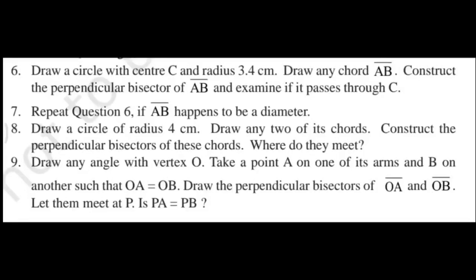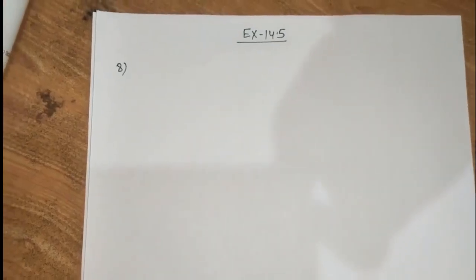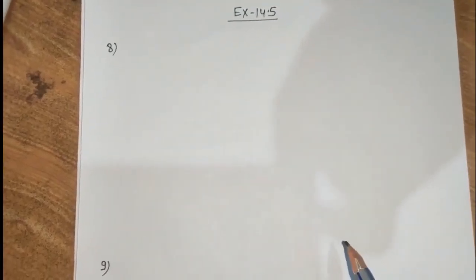Now this is question number 8. Draw a circle of radius 4 cm and then draw any two of its chords and then construct the perpendicular bisectors of these chords, and then where do they meet? This is to be examined by us. Now let's draw it. Here it is written, draw a circle of radius 4 cm.